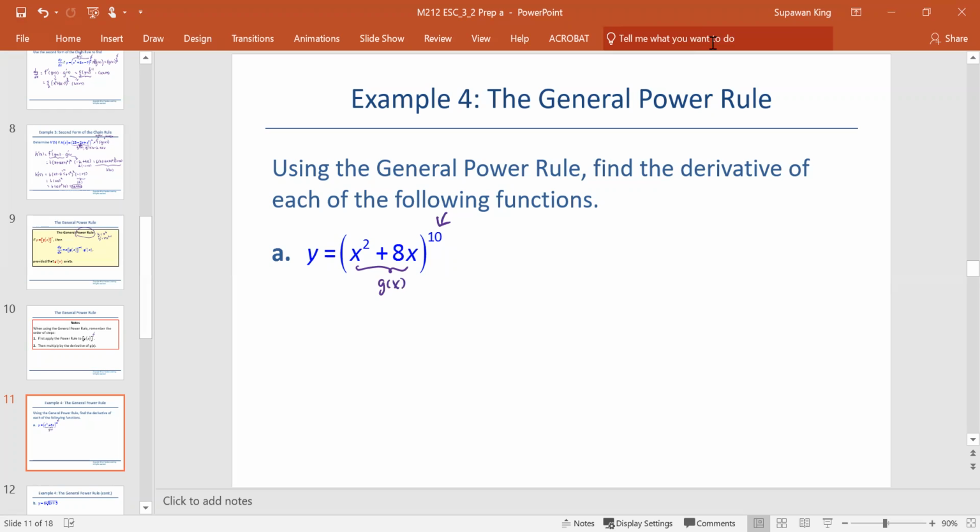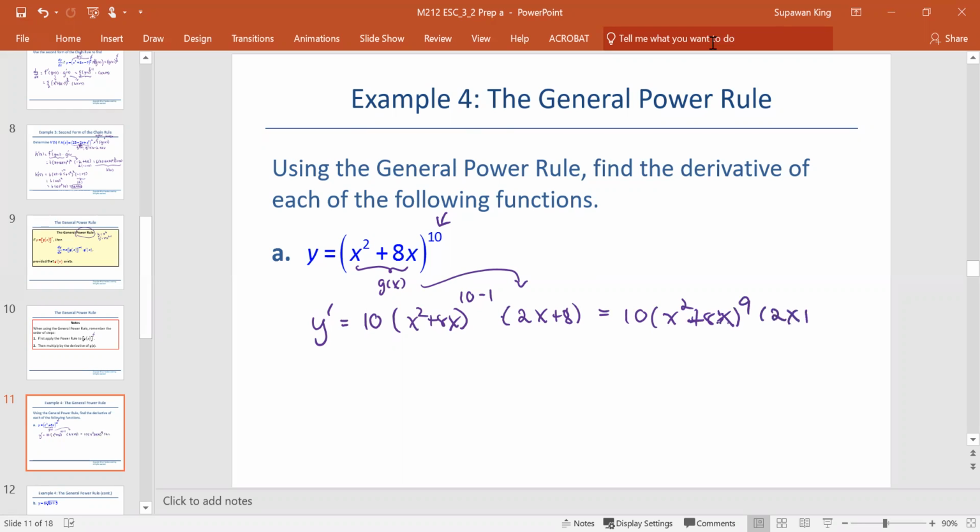Okay, so y prime is, by applying the general power rule, the power 10 as a coefficient multiplied by the inner function raised to the power 10 minus 1, multiplied by the derivative of the function g, which is 2x plus 8. And the input here is x squared plus 8x. Simplify to get 10 multiplied by (x squared plus 8x) to the power 9 multiplied by (2x plus 8).